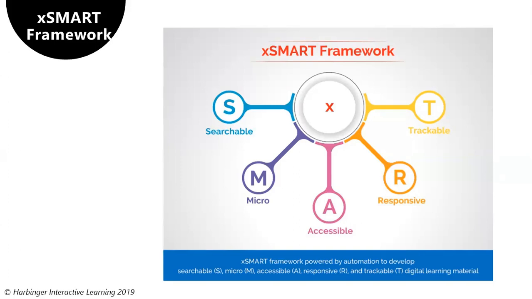Now, it's A, which means accessible. And accessibility is all about inclusiveness, a way to ensure that no one is excluded. The XSmart framework ensures that modernized content is available for everyone, whether it is Section 508 or WCAG 2.0 or any other geography-specific accessibility standard.